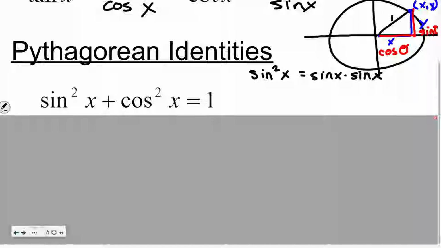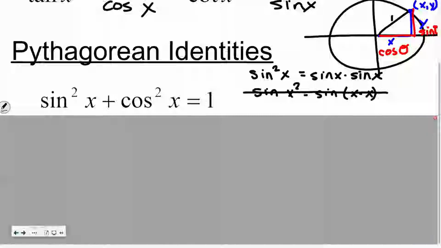Okay. We don't want to write it like this, because we could read that as sine of x times x. And that's not what we want. We want a sine times a sine. So that's how we write our sine squareds, cosine squareds, etc.